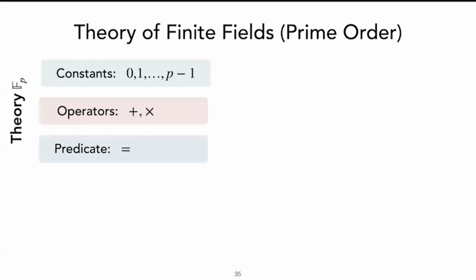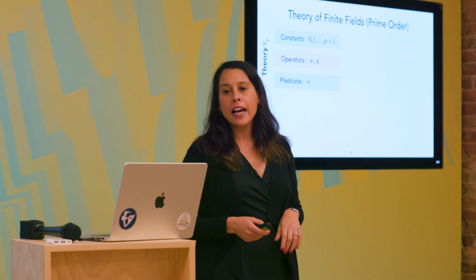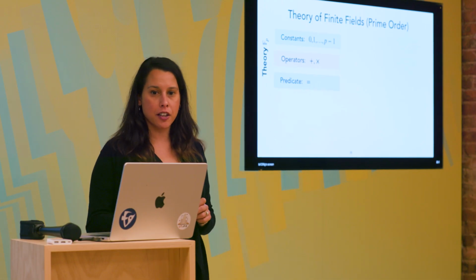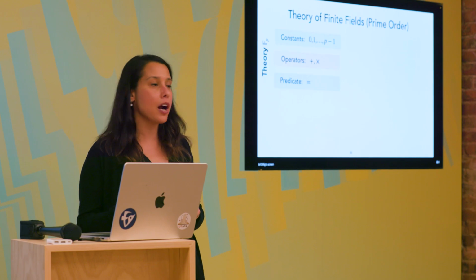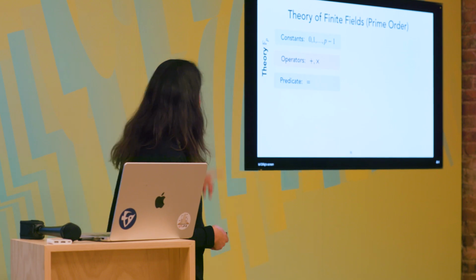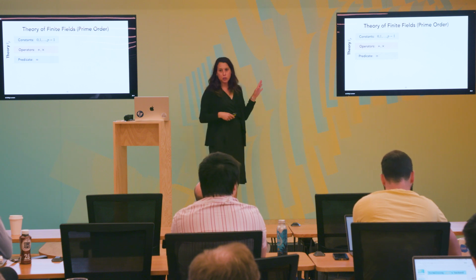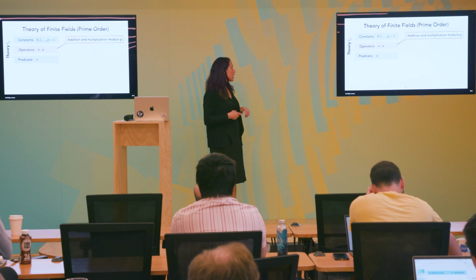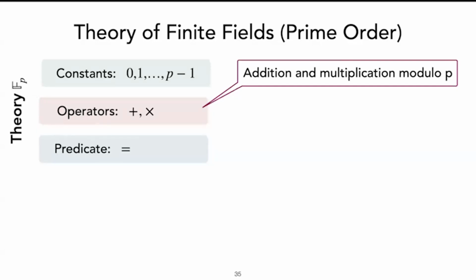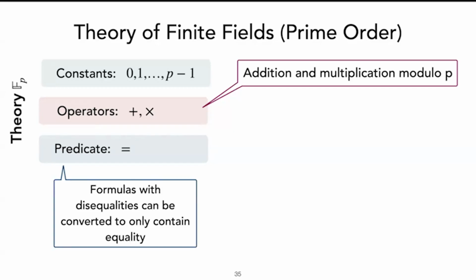First, let me recap the problem that we're trying to solve. When we talk about SMT solvers, we're trying to decide satisfiability in some first-order theory. In our case, the first-order theory that we're working with is prime-order finite fields. In other words, we have constants 0 through p minus 1. We only have 2 operators, plus and times, which are addition and multiplication modulo the prime p. And we only have a single predicate, equality.